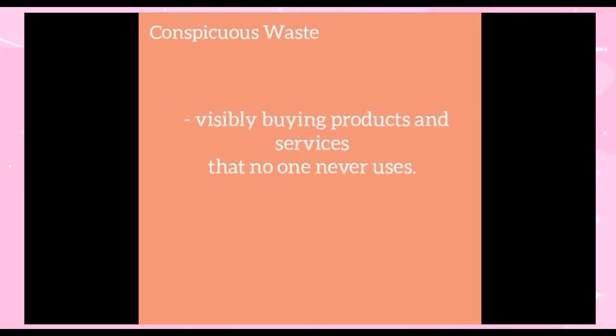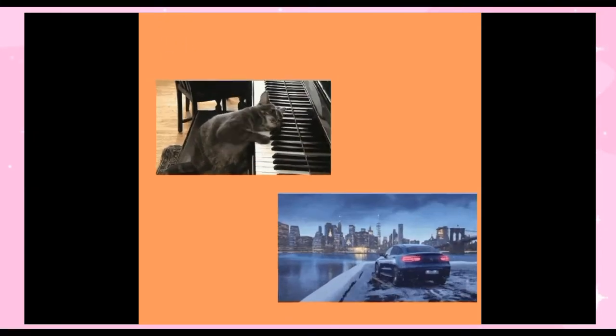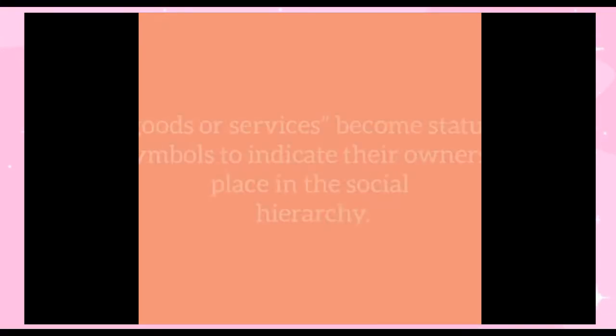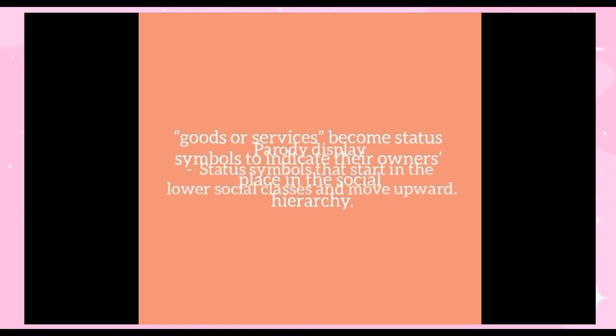Conspicuous ways: visibly buying products and services that no one ever uses. Example: a piano that no one plays and a car that no one drives. Status symbol: goods or services become status symbols to indicate their owner's place in the social hierarchy.